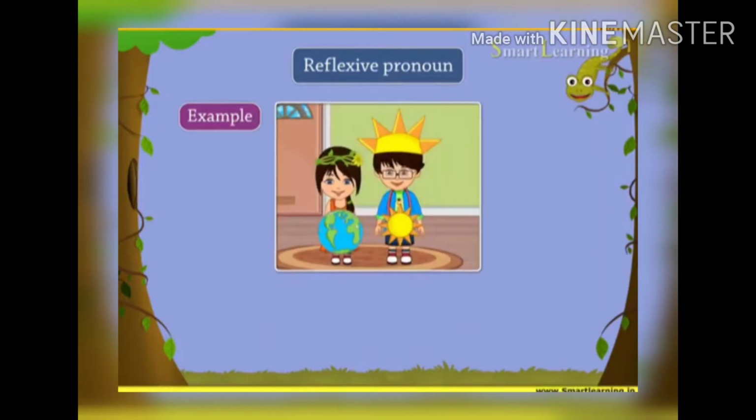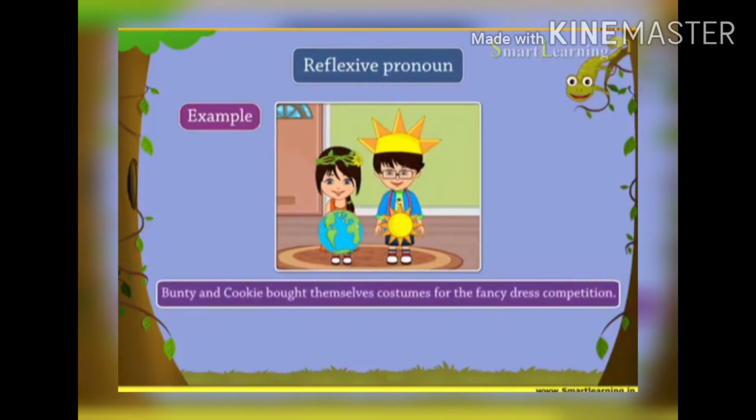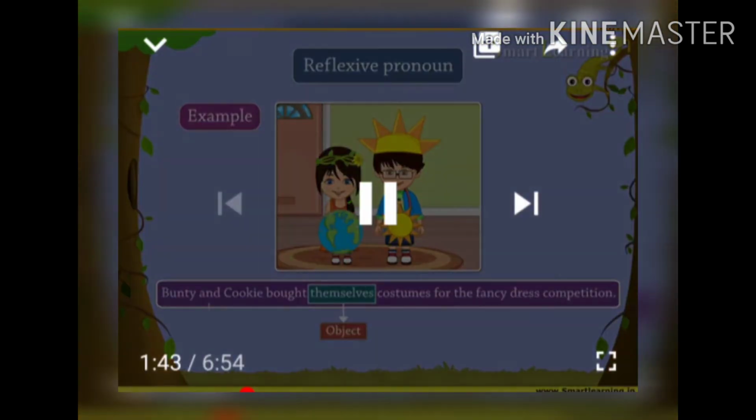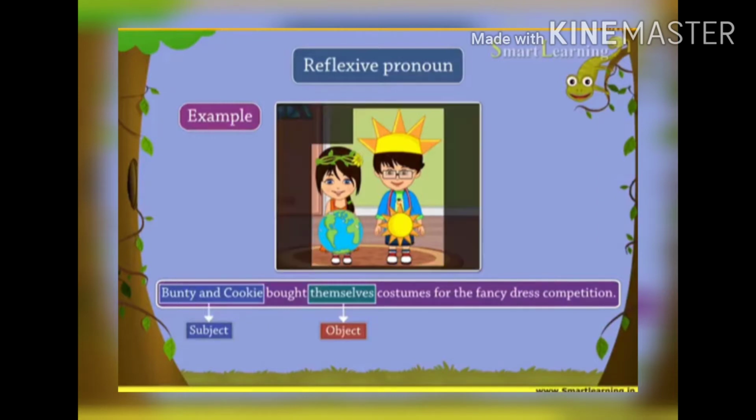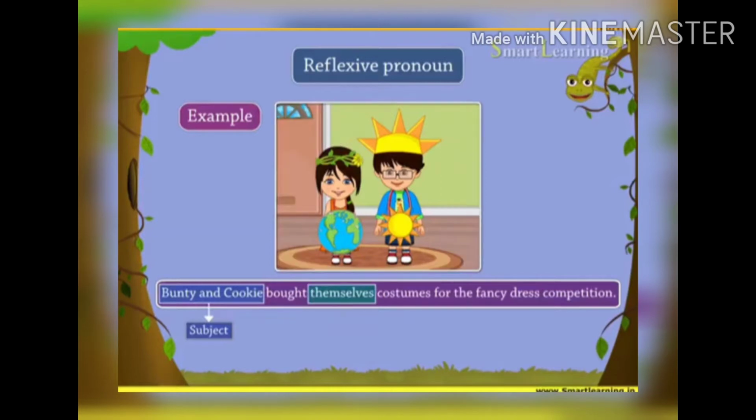The next example is, Bunty and Cookie bought themselves costumes for the fancy dress competition. Here, observe that the object is themselves and the subject is Bunty and Cookie. Both object and subject refer to the same people, that is, Bunty and Cookie. Hence, themselves is a reflexive pronoun.